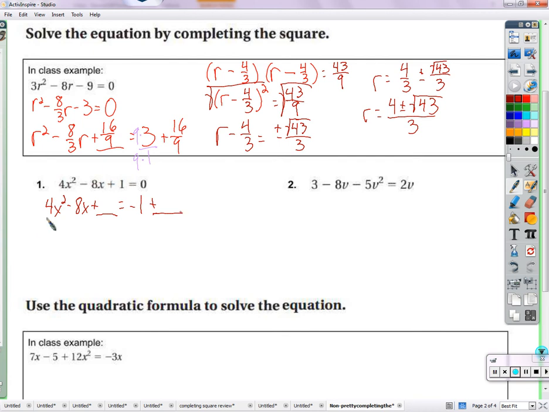We'll divide by 4, okay? We get x squared minus 2x equals negative 1 fourth. So far, so good?